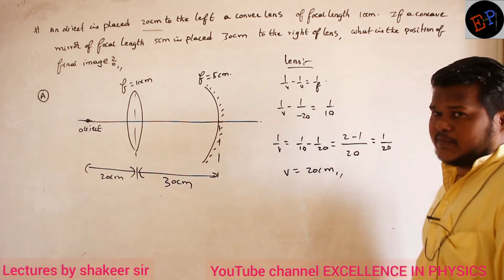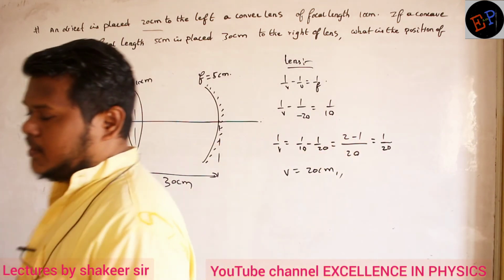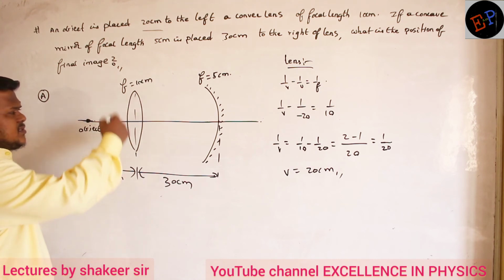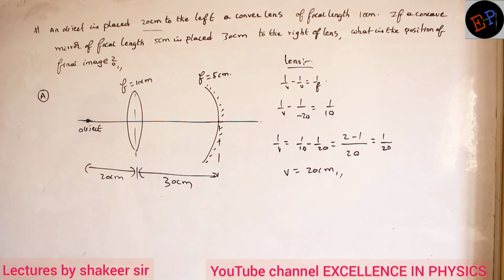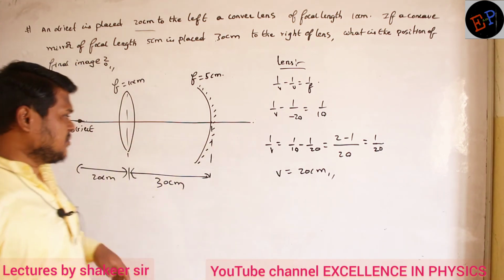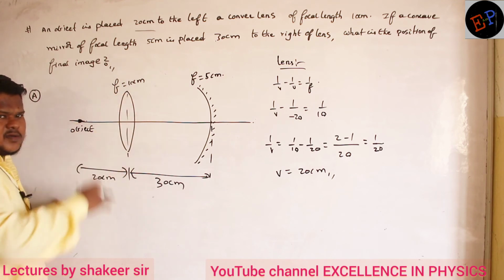Are you able to understand? So where will the image be created? The image will be created at a distance of 20 centimeter from this convex lens. So, calculation check: the image will be created at a distance of 20 centimeter because of the convex lens.